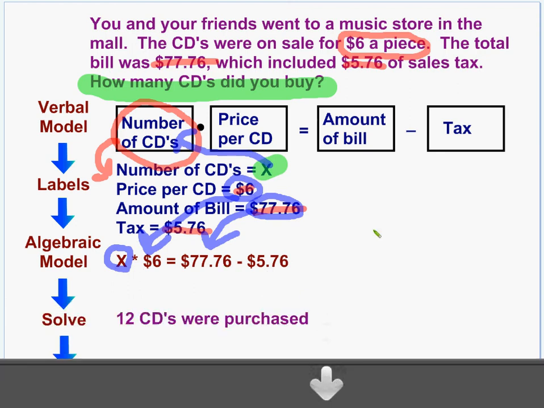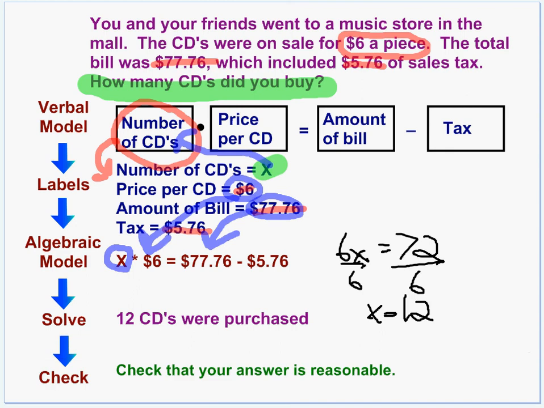So I subtract these two, and I'm going to say, well, let's see, I have 6x equals 77.76 minus 5.76, which would be 72. Then I divide by 6, so what does that give me? Oh, that gives me 12. 12 CDs were purchased.